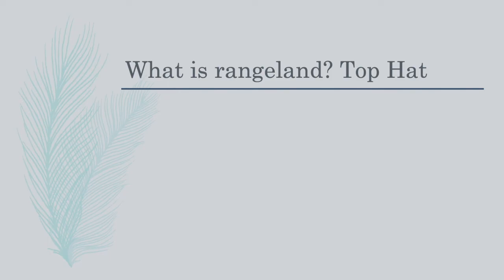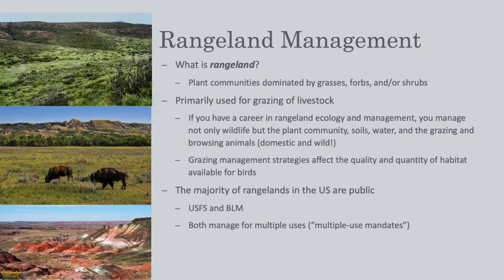So what is rangeland? Well, rangeland is plant communities that are dominated by grasses, forbs, and/or shrubs, or some mixture of those. In the United States, and honestly most of the rest of the world, they're primarily lands that are used to produce livestock. So they're managed for, or were originally managed almost exclusively for grazing.